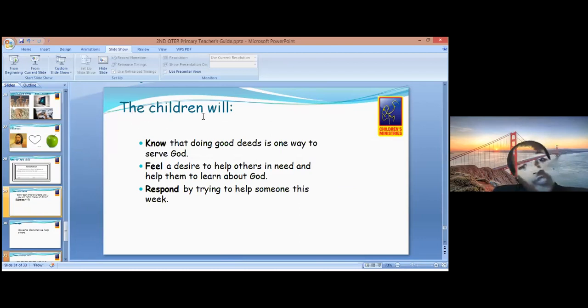But at the end of the day, the children will learn the following. They will know that doing good deeds is one of the ways to serve God. They'll feel a desire to help others in need and help them to learn about God. Then they'll also respond by trying to help someone this week.